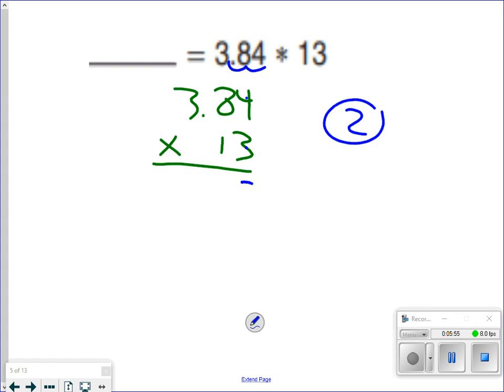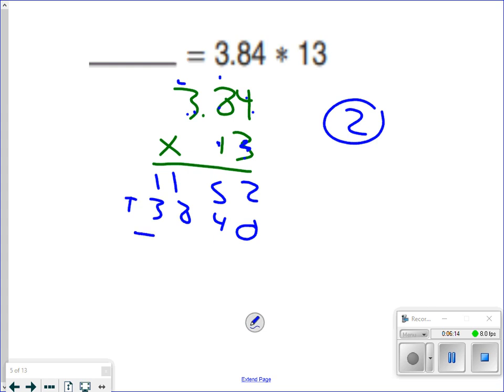4 times 3, I've got 12. 8 times 3, I've got 24. Plus 1, I've got 25. 3 times 3 is 9, plus 2 is 11. Place value holder. 1 times 4 is 4. 1 times 8 is 8. 1 times 3 is 3.